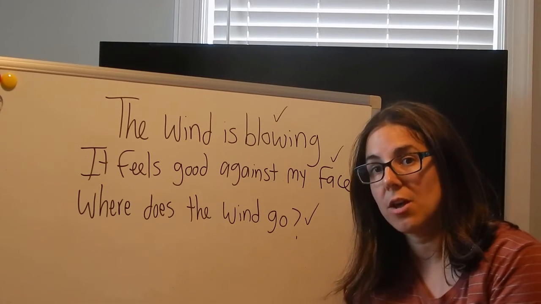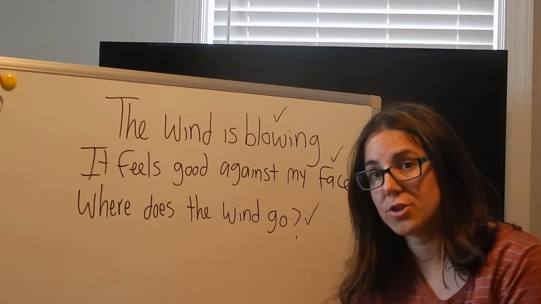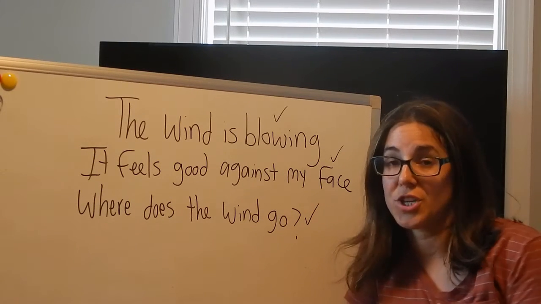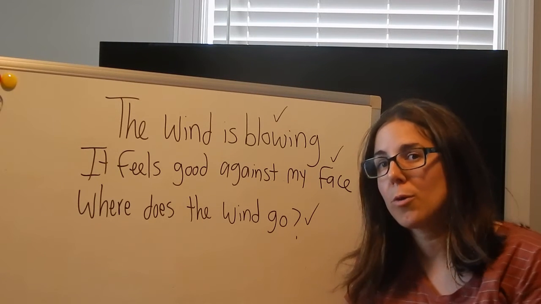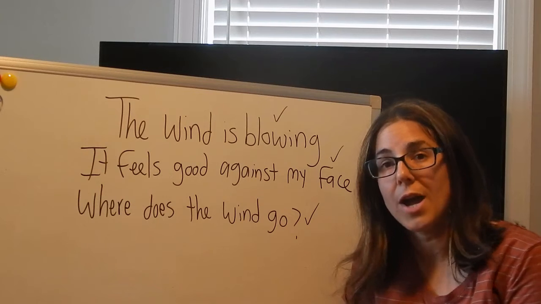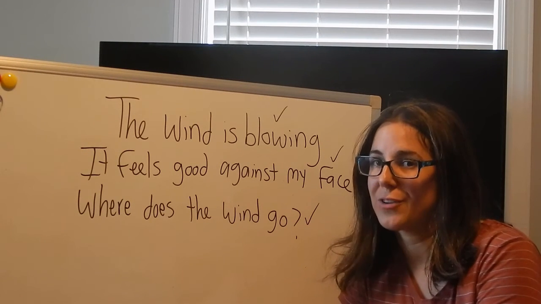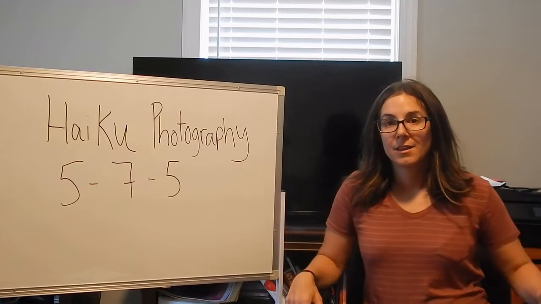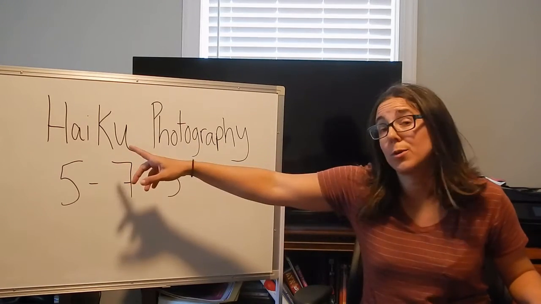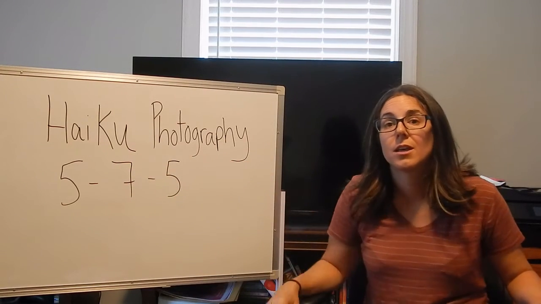So it's 3 lines long. It's 5, 7, 5. And it's about nature. This is an example of a haiku. Now you're going to get a chance to write haikus, but we're going to combine it with photography. We are going to write haikus about either pictures we take or pictures we find online. So for today's lesson, we're going to combine our knowledge of haikus, 575, with photography.